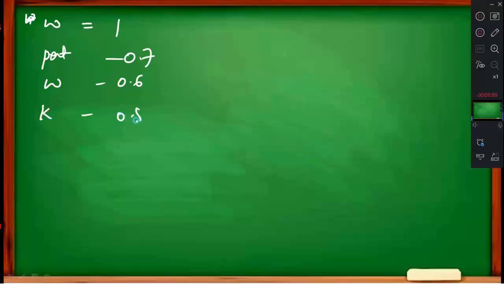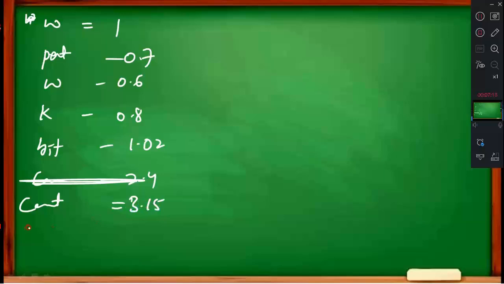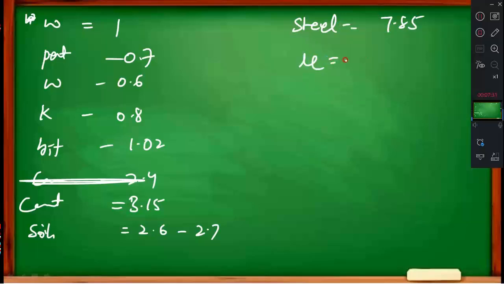Now we'll make a list. Water specific gravity 1, petrol around 0.7, wood 0.6, kerosene 0.8, bitumen 1.02, concrete 2.4, cement 3.15, soil 2.6 to 2.7, steel 7.85, mercury 13.6.